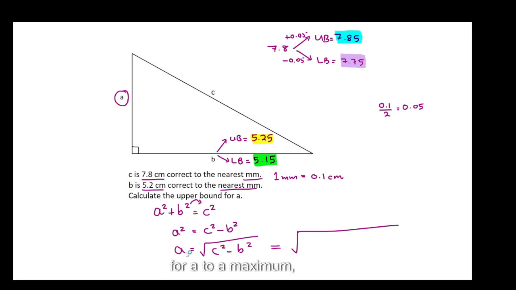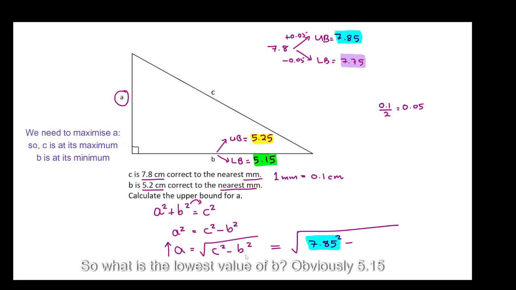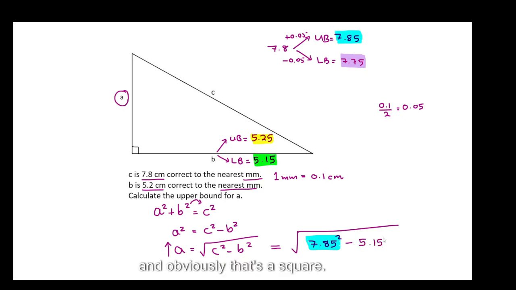So for A to be maximum, I need to get the biggest possible value of C. So obviously upper bound of C. So what's the upper bound of C? 7.85. Take away B squared. Now for my A to be as big as possible, obviously what I take away should be the minimum. So what is the lowest value of B? Obviously 5.15, and obviously that's a square.